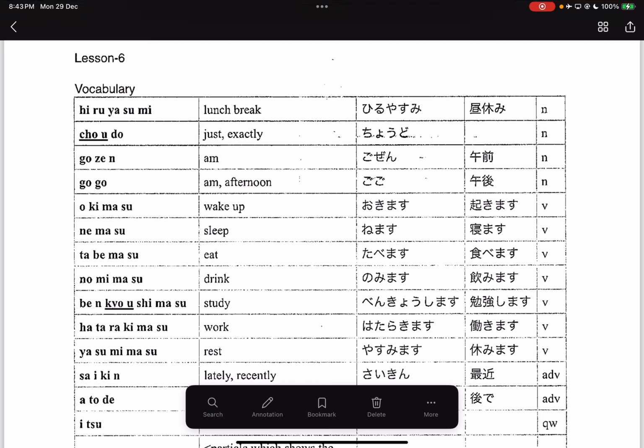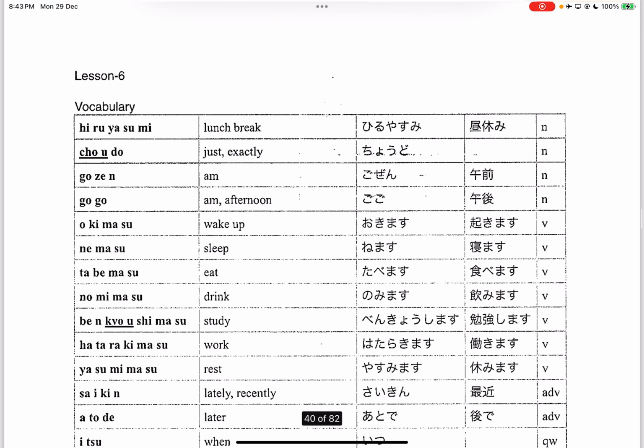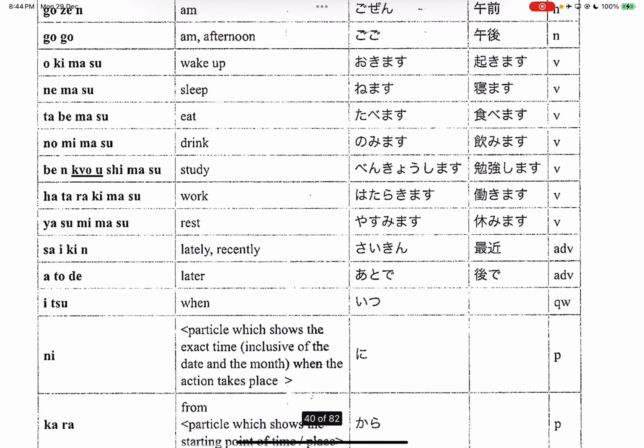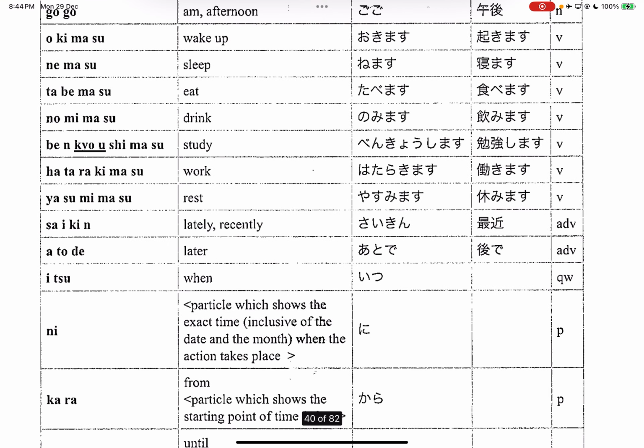Lesson 6. Vocabulary list 6-1. Okay, repeat after me. Hiru yasumi, chodo, gozen, gogo, okimasu, nemasu, tabemasu, nomimasu, benkyou shimasu, hatarakimasu, yasumimasu.